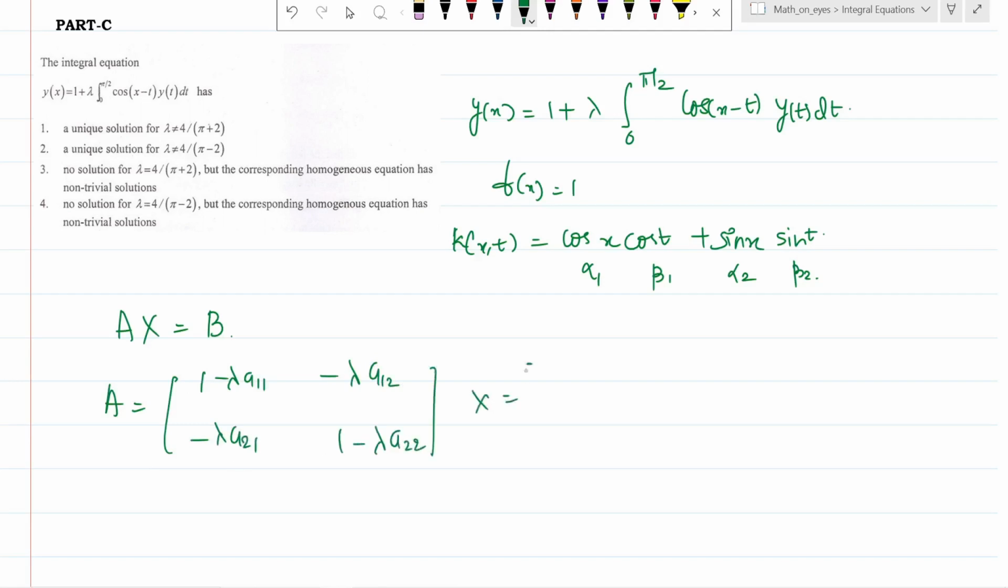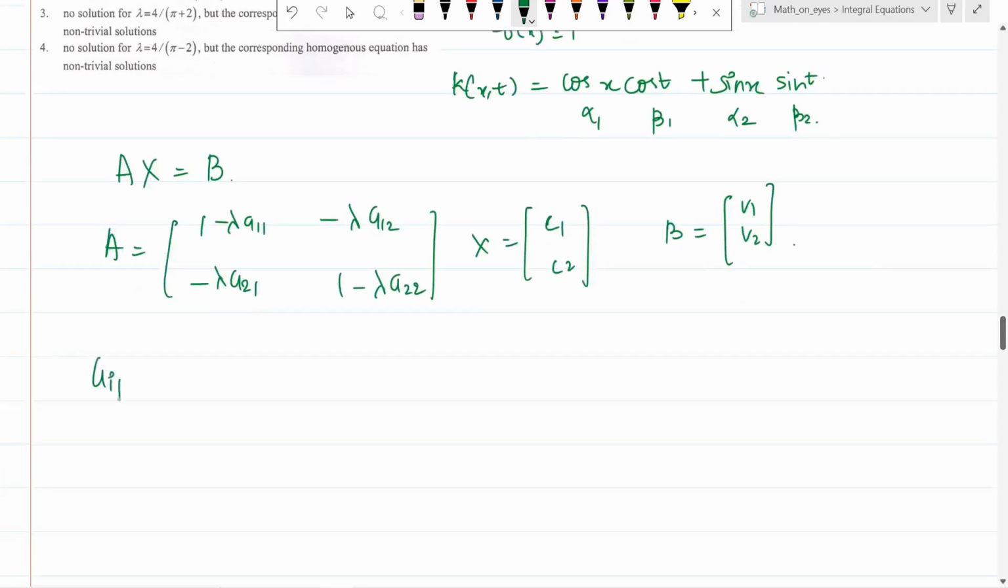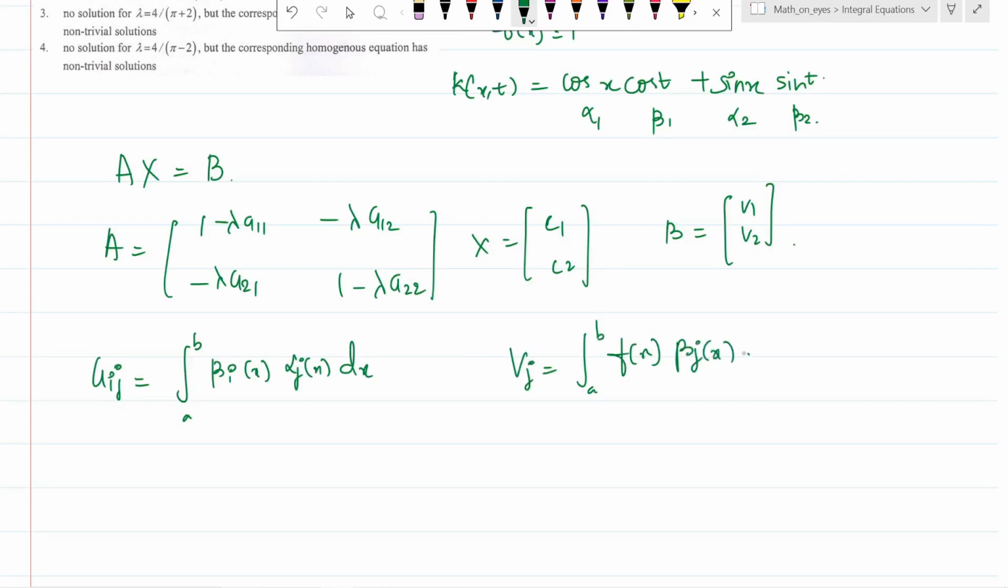And matrix X is equal to C1, C2, which is to be found, and B is equal to V1, V2. Now, what about your Aij? Aij is equal to integral a to b beta i of x into alpha j of x into dx, and Vj is equal to integral a to b f of x into beta j of x into dx.